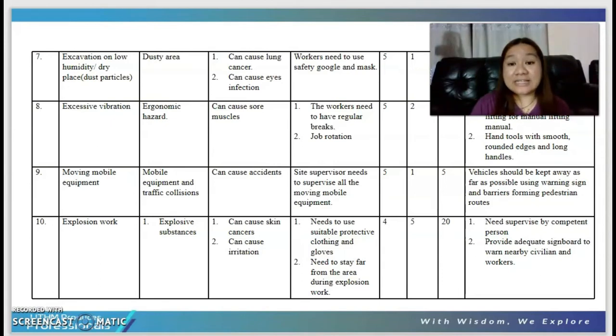For the existing risks for these activities, you need to use suitable protective clothing and gloves, and need to stay away from the area during explosion work. For the recommended control measures, the first one is it needs to be supervised by a competent person, and the next one is providing adequate signboards to warn nearby civilians and workers.